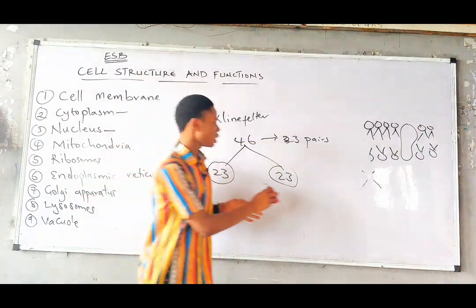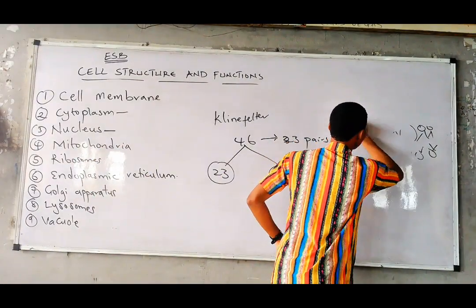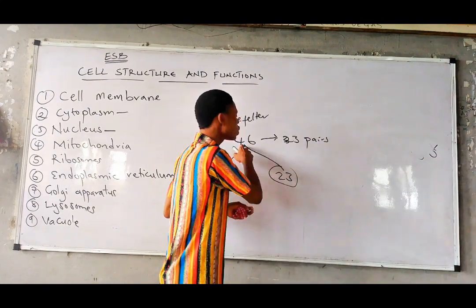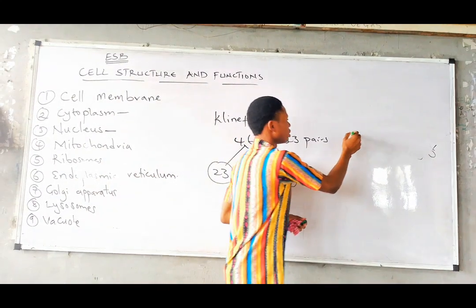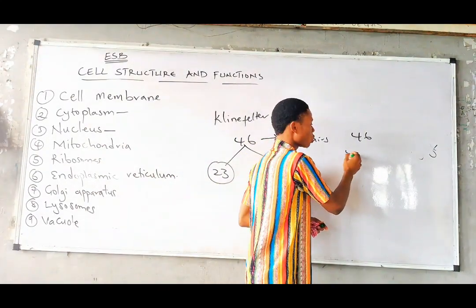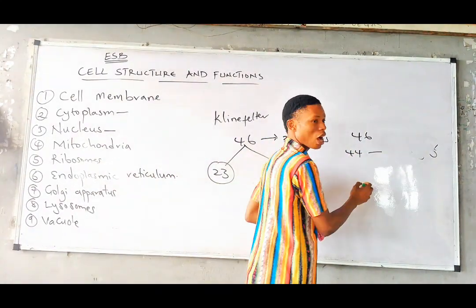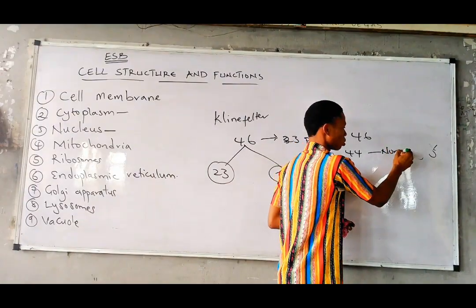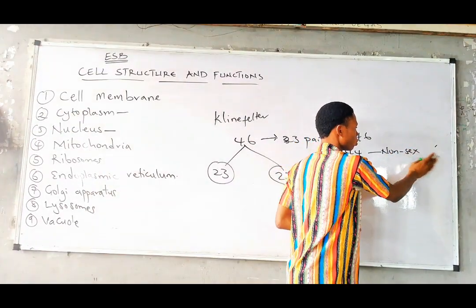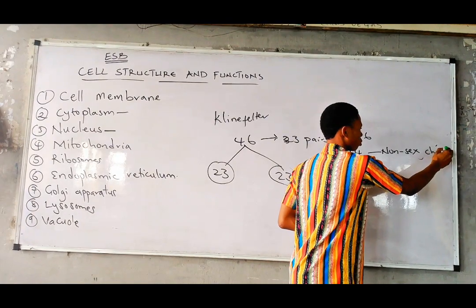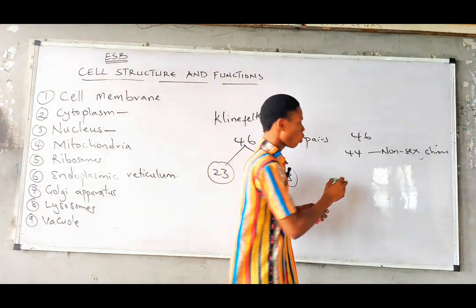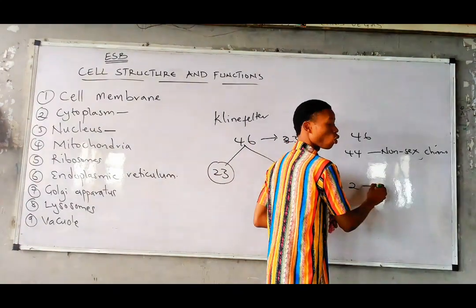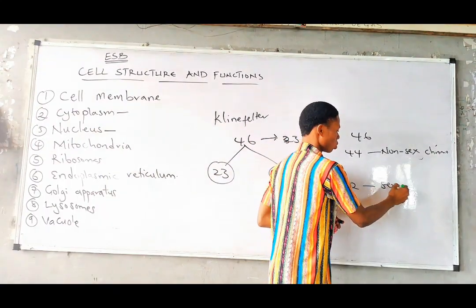But still then, these 46 chromosomes we have, 44 are called non-sex chromosomes. This you can be jotting down. 44 are called non-sex chromosomes, while 2 are called sex chromosomes.